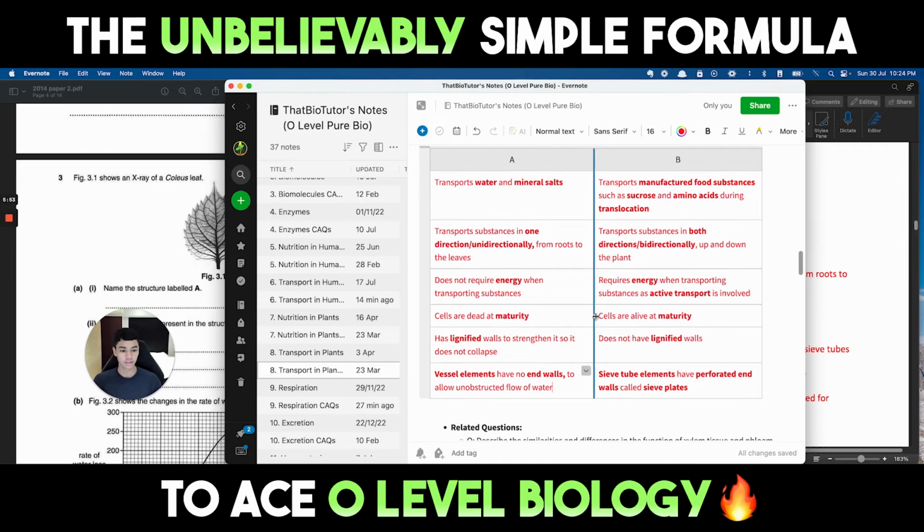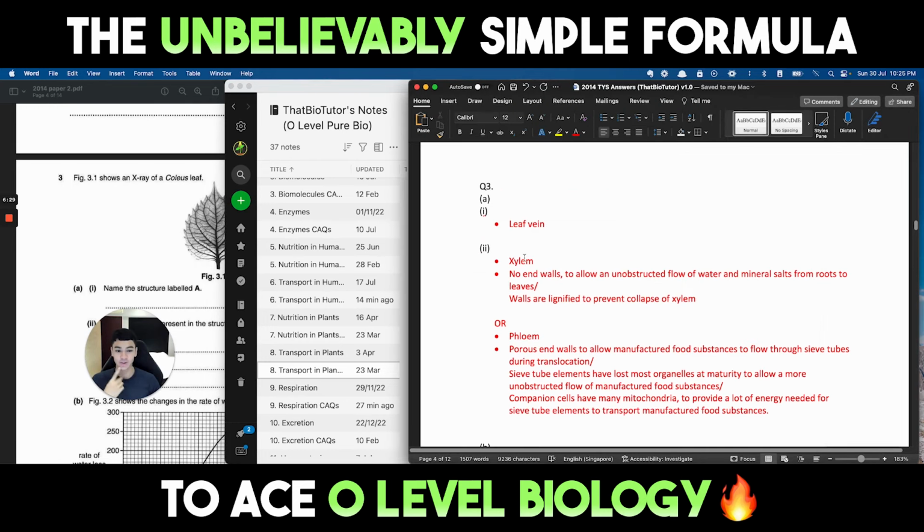For phloem, you can say cells, let me see, this one is a good one. Perforated end walls, or you would say porous end walls is a shorter word, called sieve plates, to have a more unobstructed flow. I don't want to say unobstructed because it's not 100% unobstructed. More unobstructed flow of manufactured food substances during translocation. That would be your answer as well. And then you see this one about energy, right? Active transport. Then you could say, oh, there are companion cells in phloem that provide energy for active transport, translocation. That's what I did. I copied that over.